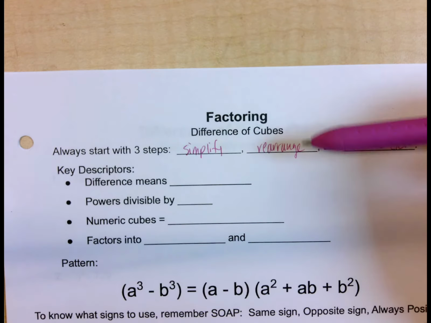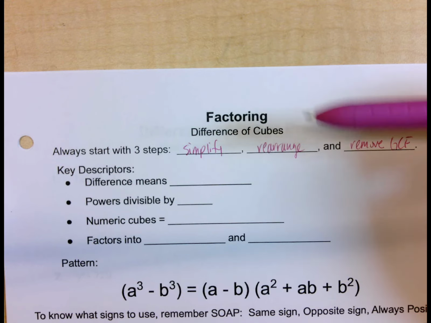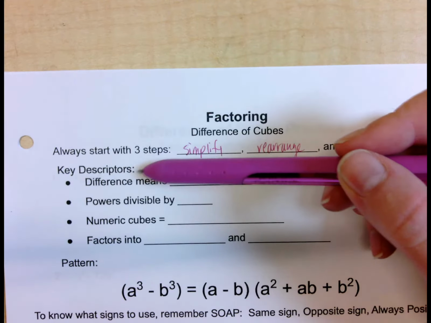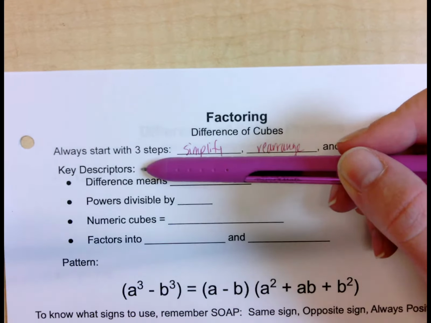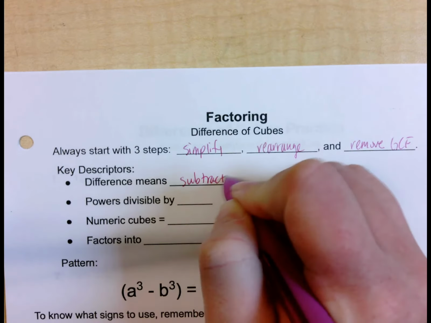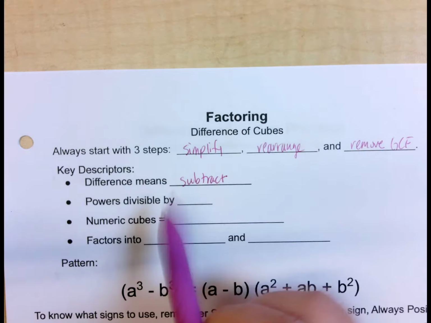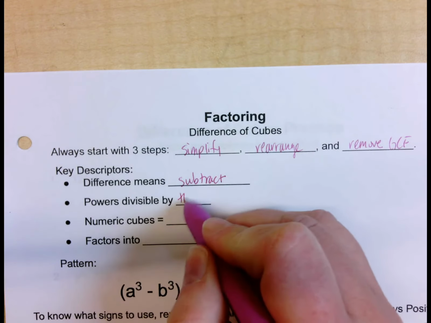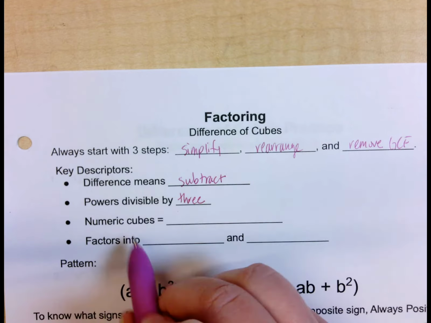Now we know that this is going to be a binomial. What's important is that we need to know how to tell if something is a difference of cubes, just like we had to know if it was a difference of squares. So there's some criteria that need to be met. So key descriptors: we know it's a binomial. Difference, again, means subtract. Powers have to be divisible by 3 this time because we're talking about cubes. And we're also talking about numeric cubes.